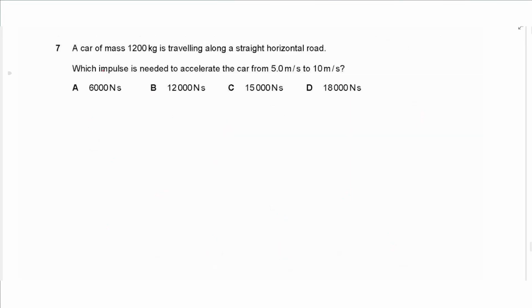Question 7 says a car of mass 1,200 kilograms is traveling along a straight horizontal road. Which impulse is needed to accelerate the car from 5 meters per second to 10 meters per second? So the impulse is equal to the change in momentum, which is the mass multiplied by the change in velocity. So we multiply 1,200 by the final velocity 10 minus the initial velocity 5, and that gives an exact value of 6,000 Newton seconds. So the answer is A.